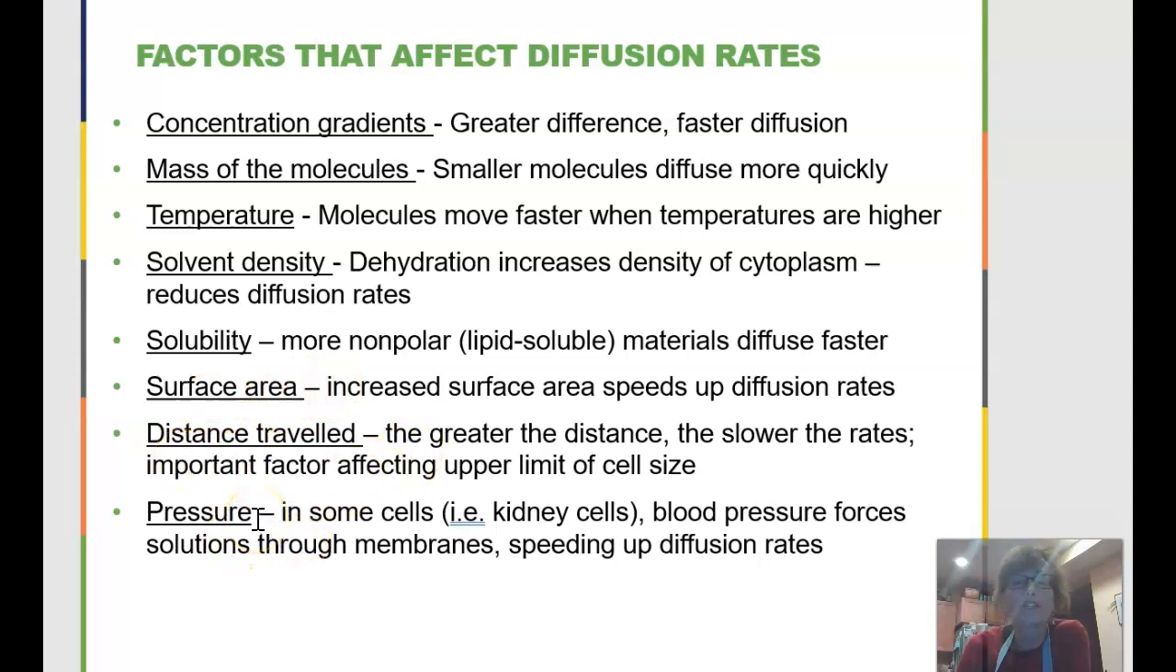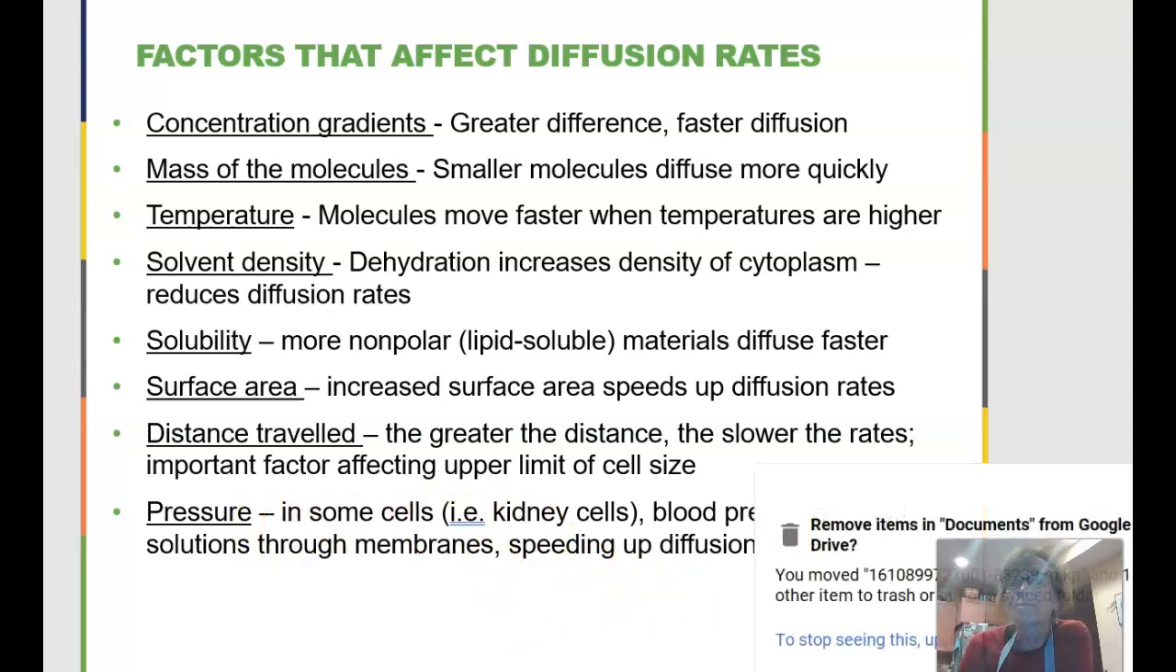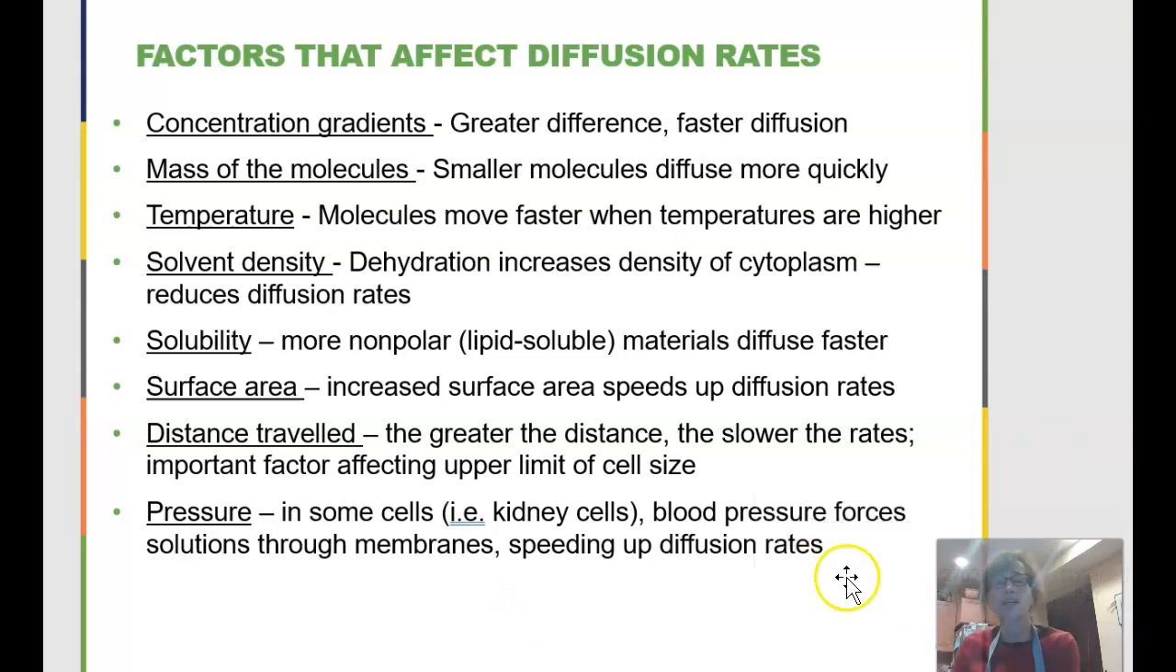And then the last one, pressure. So in some environments in the body, for example, like in the kidneys, there's a difference in pressure that will make a difference in how quickly something can pass through membranes.